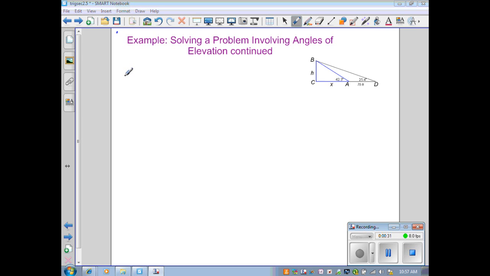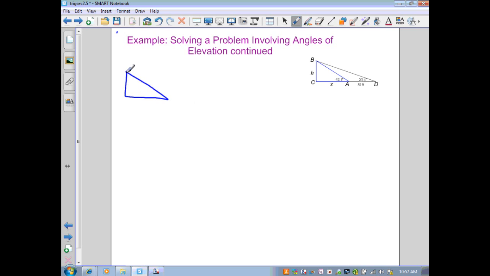So let's start out with the small triangle, BCA. Here, my missing sides are H and X, and I have an acute angle which is 42.3 degrees. With all trig functions, I need to identify the parts of the triangle based on the angle given. So here, this is my acute angle. CA, which is X, is going to be my adjacent leg because it helps form that acute angle. And H is the opposite leg to that acute angle.